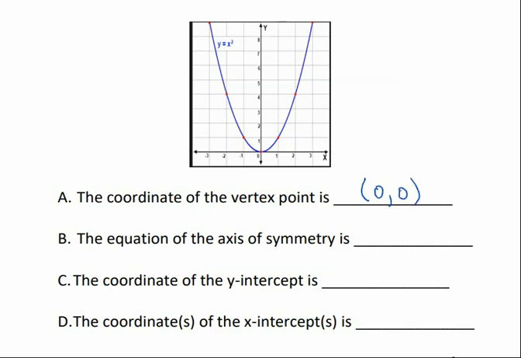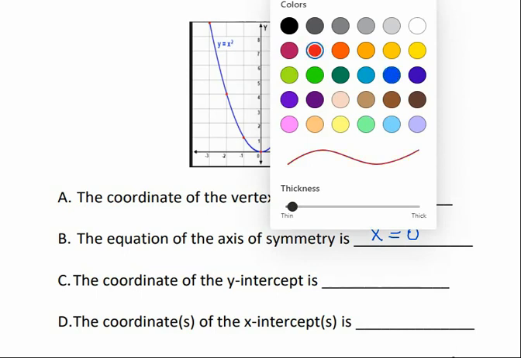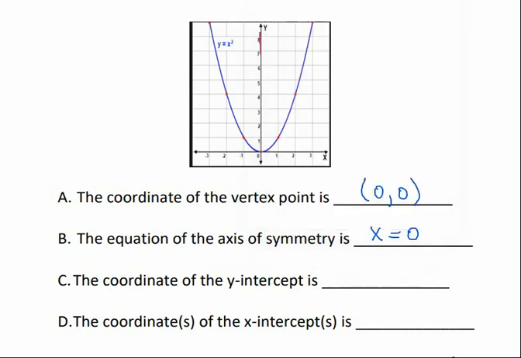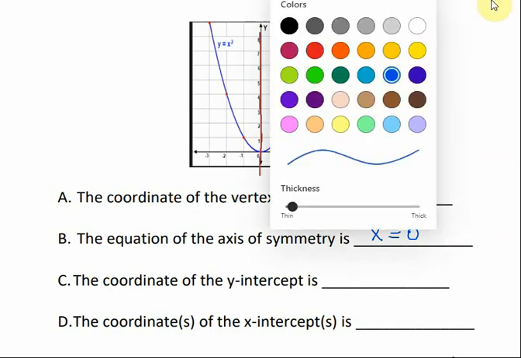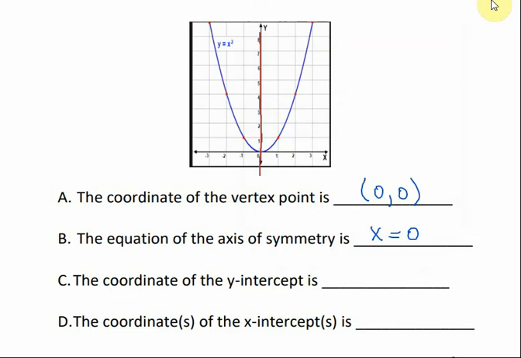The equation of the axis of symmetry, like I said, always starts with x equals, and it's x equals whatever the x is in your vertex. So x equals 0. If I were to draw this on the graph, x equals 0, this would be the line. It crosses through x at 0. That's how we would draw that line. And if you notice, it splits that parabola exactly in half.